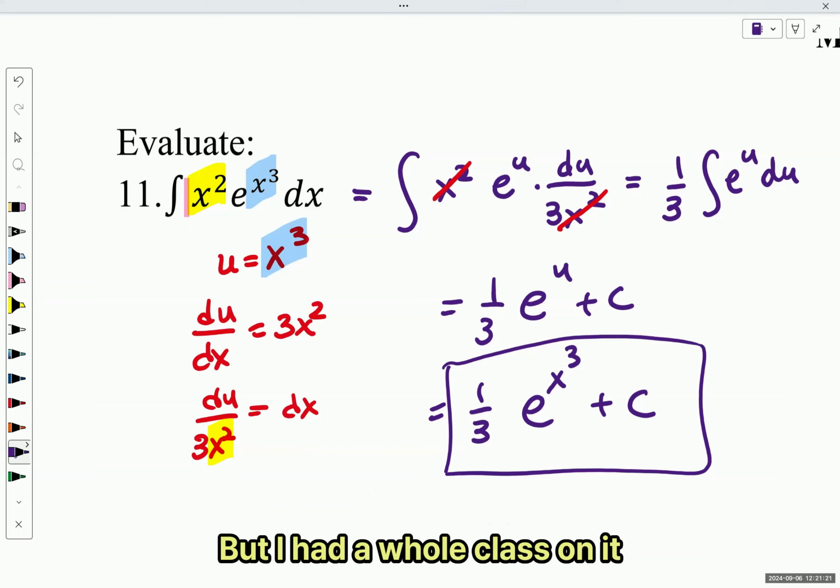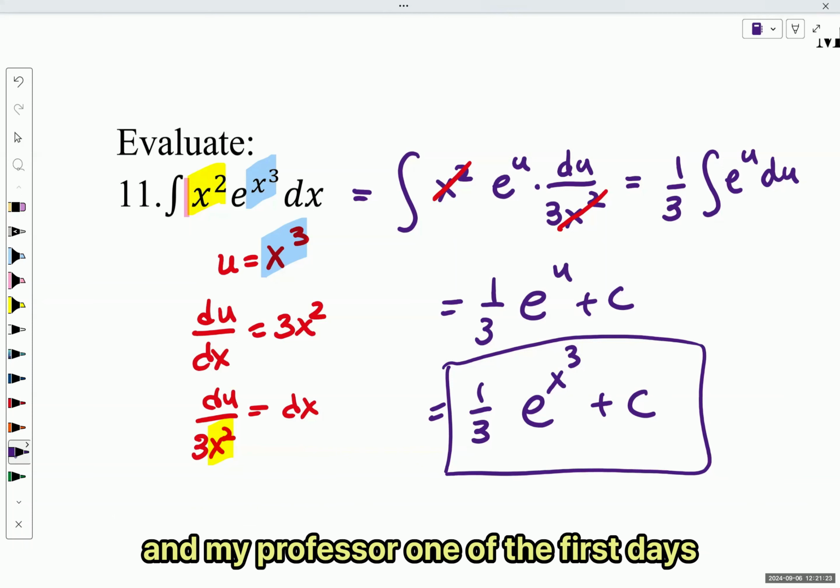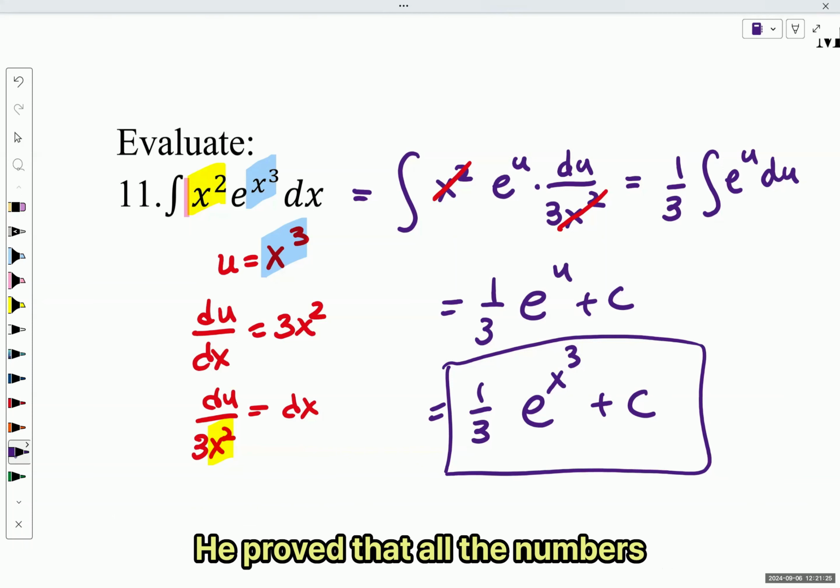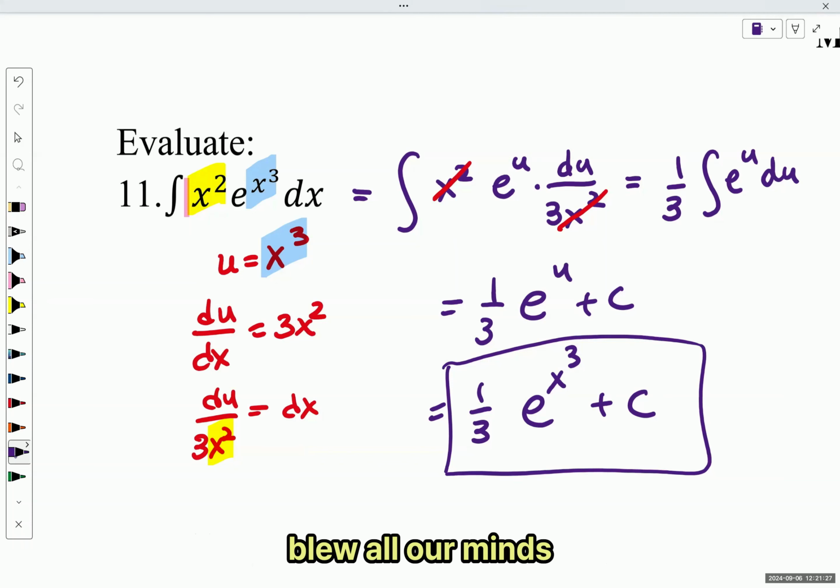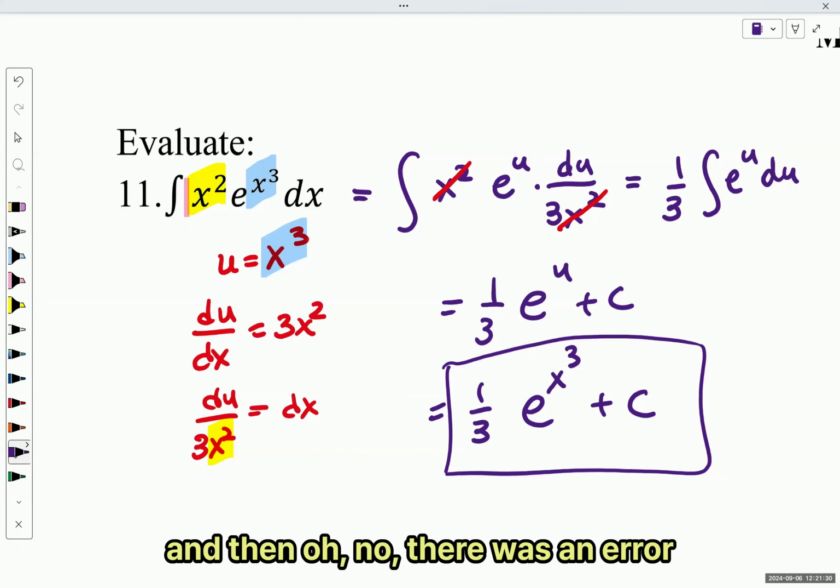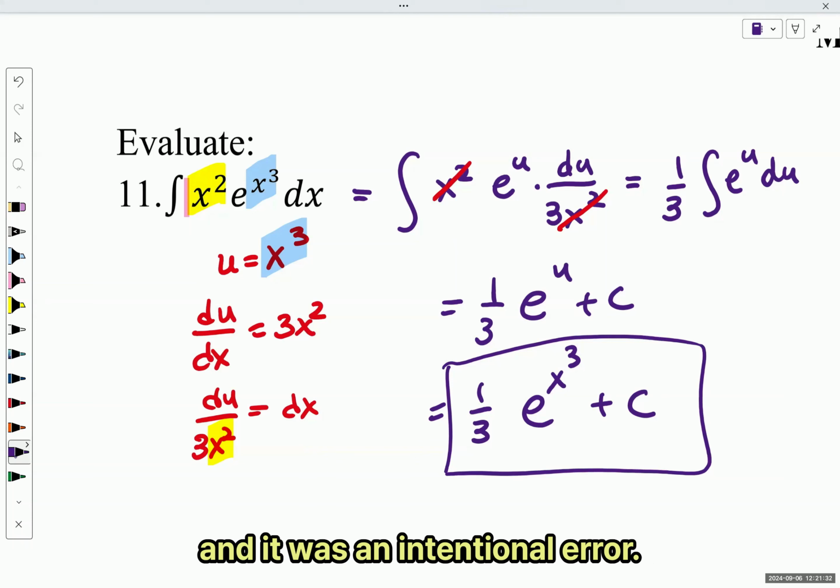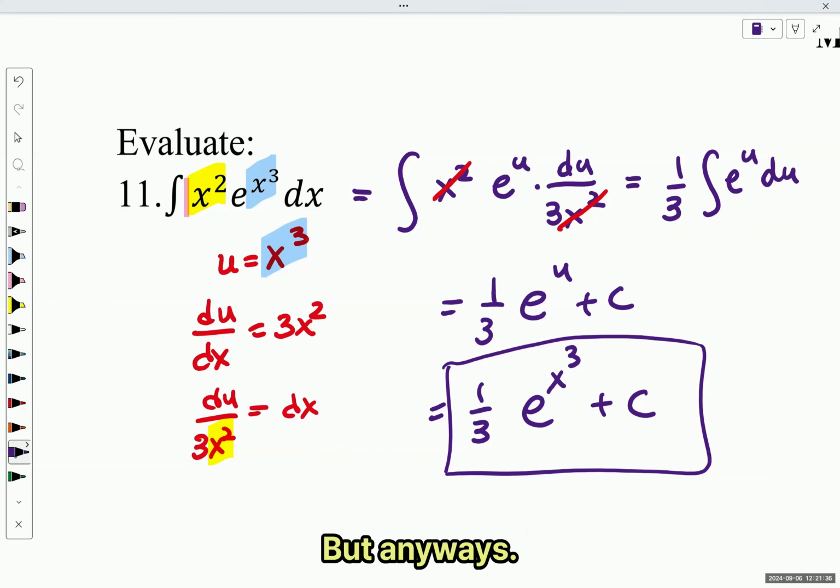They teach you a little bit of proof techniques in that class, but I had a whole class on it, and my professor, one of the first days he was in there, he proved that all the numbers were equal, and it blew all our minds for a second. And then, oh no, there was an error, and it was an intentional error. We had to spot the error. That was the goal of the task. But anyways, it's a fun one.